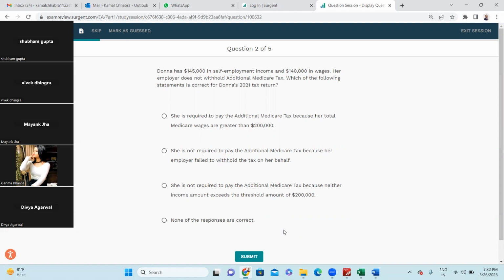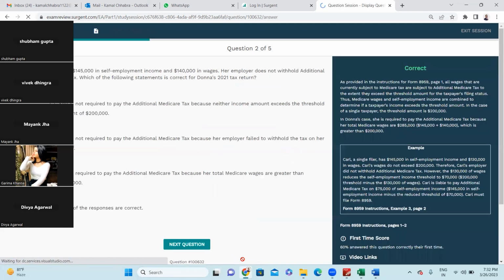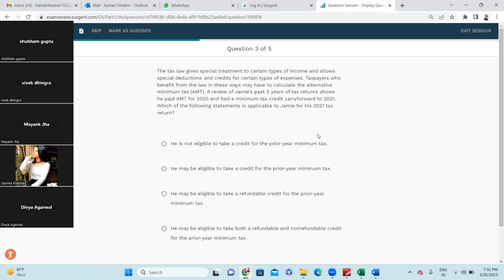What is the correct option? So whether she is required to pay additional Medicare tax or not? Yes, sir, because the amount of her wages is more than $200,000. Which option should be right? First. Everyone? Mayank, Divya, Garima, yes, sir. So her income is more than $200,000, so she has to pay additional Medicare taxes. How much was the additional Medicare tax? 0.9%, right? Yes, sir.